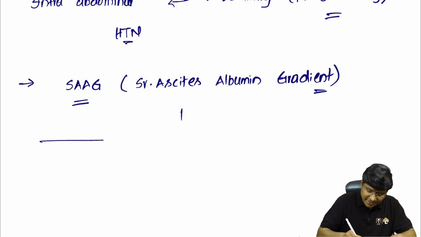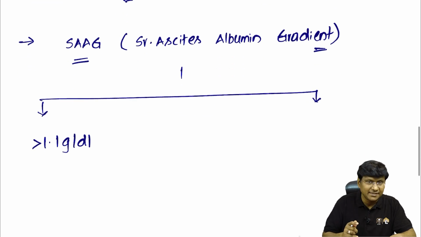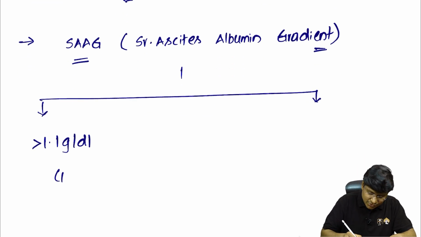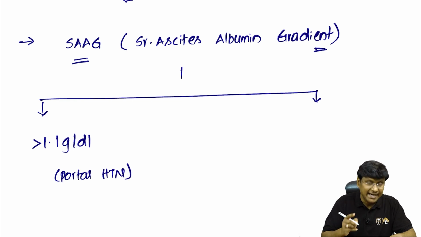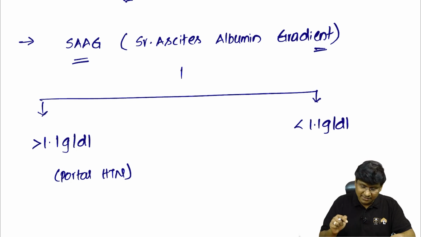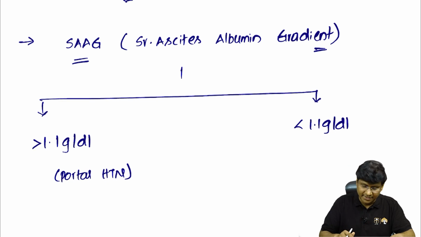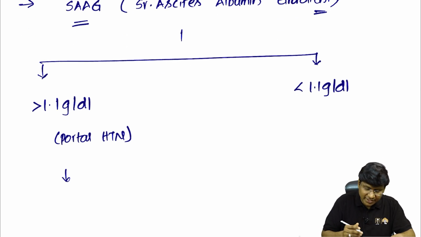Now, if the value of this particular SAAG is more than 1.1 gram per deciliter, that is suggestive that the ascites is due to portal hypertension. Right? And if the value of the SAAG is less than 1.1 gram per deciliter, then the ascites is not due to the portal hypertension. Okay, right. Now, what are the various causes where you have the SAAG value more than 1.1 causing the ascites?